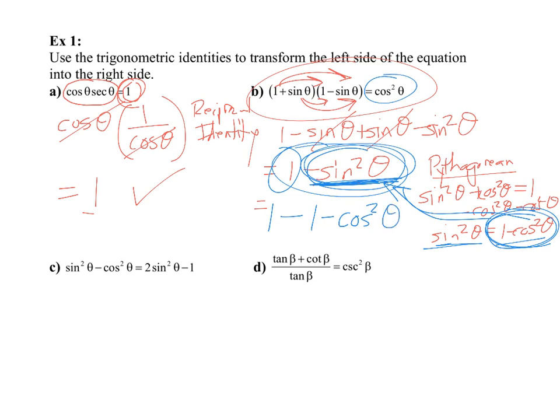1 minus cosine squared theta. Now, if I left it as is right now, that would be a serious mistake because you have to put this quantity in parentheses. So then I distribute, and I end up with 1 minus 1 plus cosine squared theta. The ones cancel out, and I get cosine squared theta. Check. That's all you're doing, is getting the more complicated side to look like the other side, the simpler side.